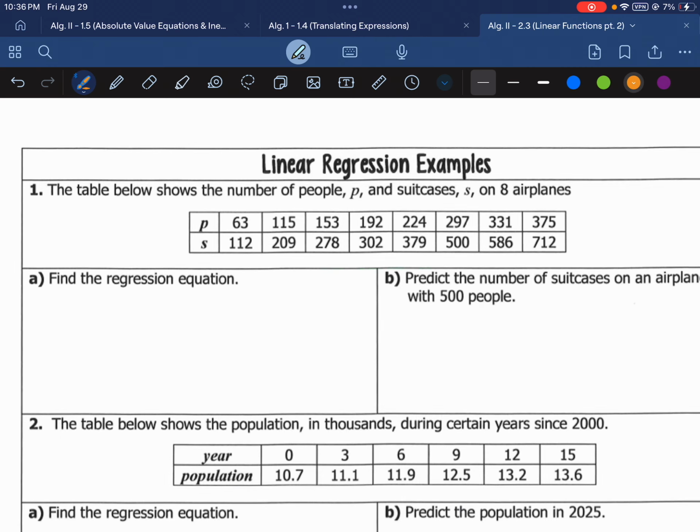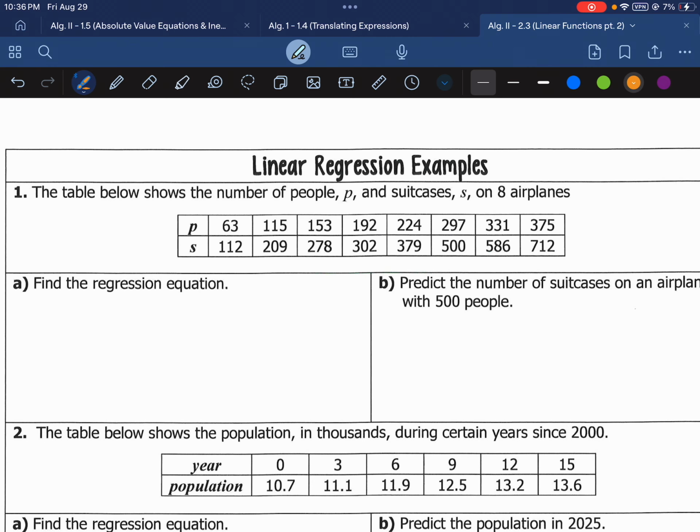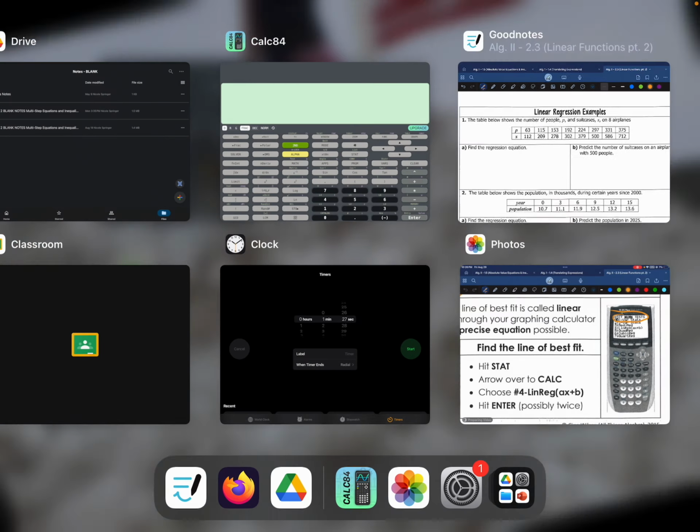So let's go over some examples here. The table below on number 1 shows the number of people, P, and suitcases, S, on an airplane. So P would be our independent variable, and S would depend on P. Here, the number of suitcases would depend on the number of people. To find the regression equation, we're going to type all of these into our Calc 84.